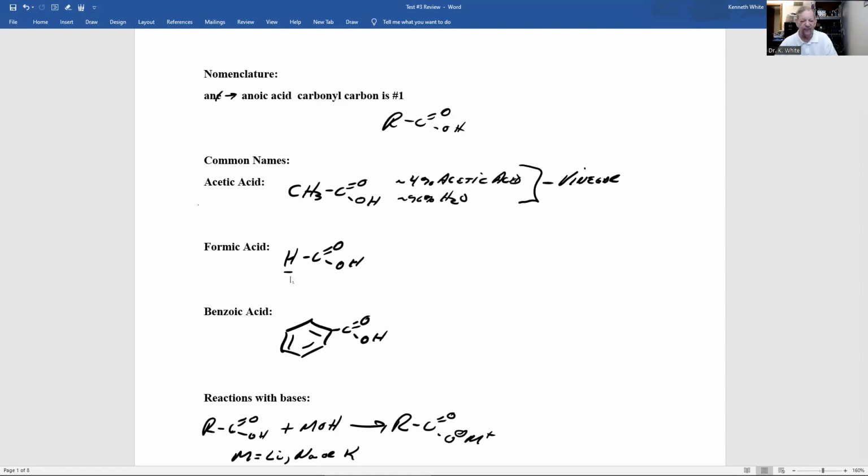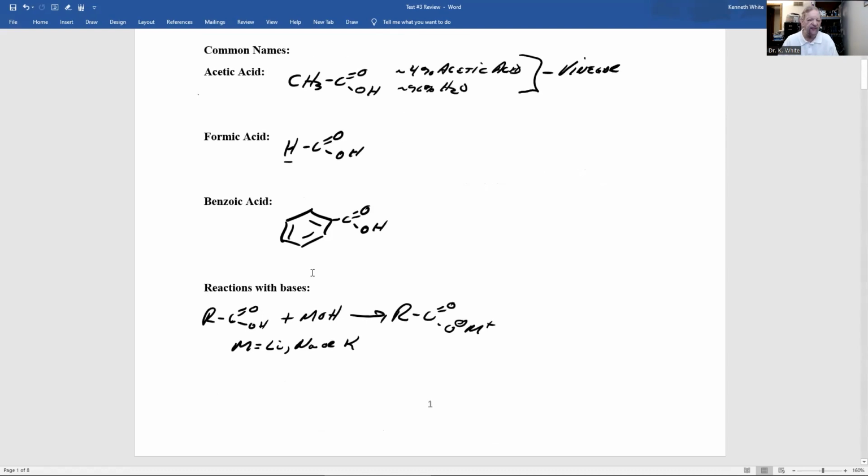Now, when R in a carboxylic acid is hydrogen, we have formic acid. And I talked about how that's mixed with water, heated up, is the defensive weapon that the fire ants use. And finally, when R is a benzene ring, IUPAC in their infinite wisdom use the common name as the IUPAC name, and that is benzoic acid, which you should know.